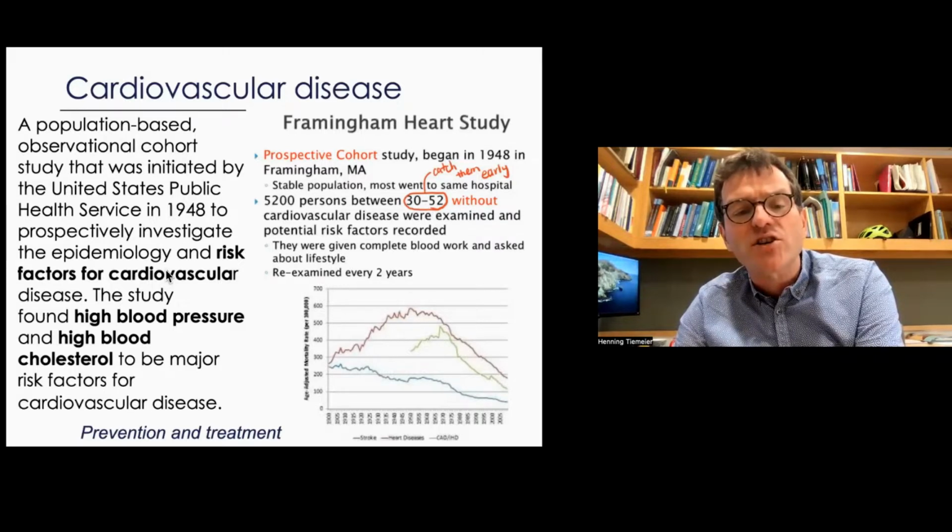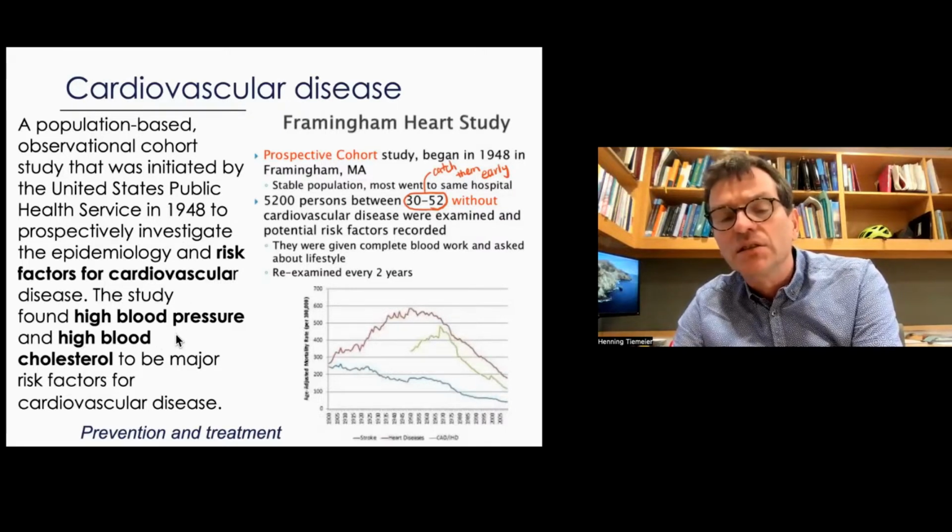But what they did measure is blood pressure and cholesterol. And from that one study, and many successors, many similar studies that many countries around the world have done, we have learned that these are the biggest treatable risk factors of cardiovascular disease. Just imagine, in '48 it started, 10 years later, 20 years later, we learned from this study that high blood pressure and high cholesterol are really bad. And now we have treatment for both.